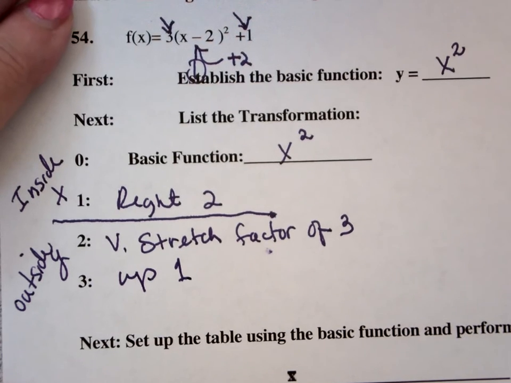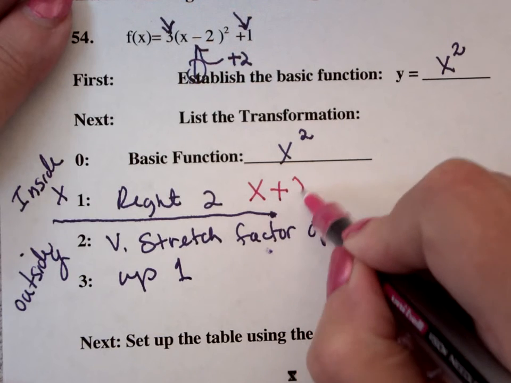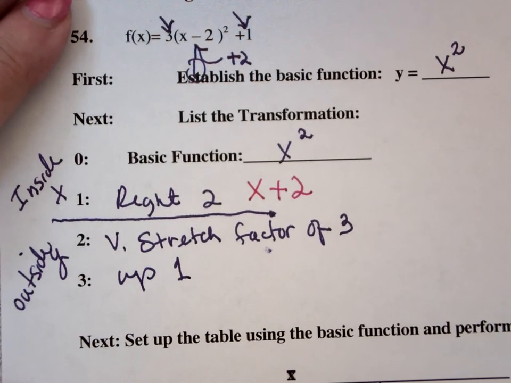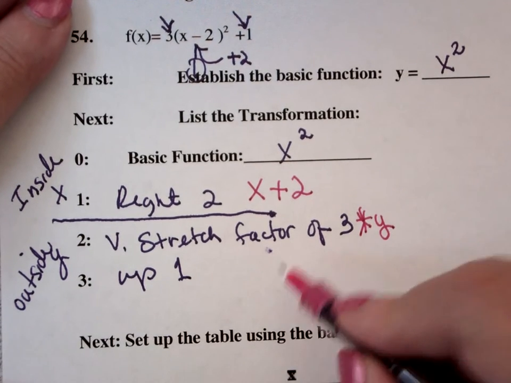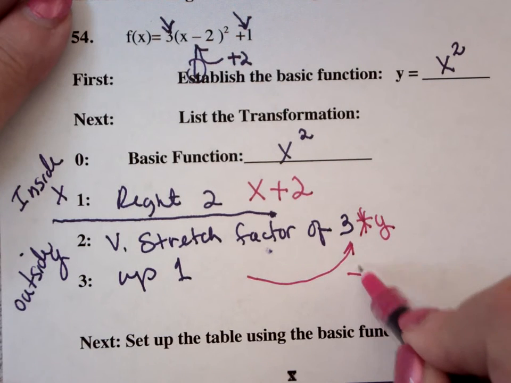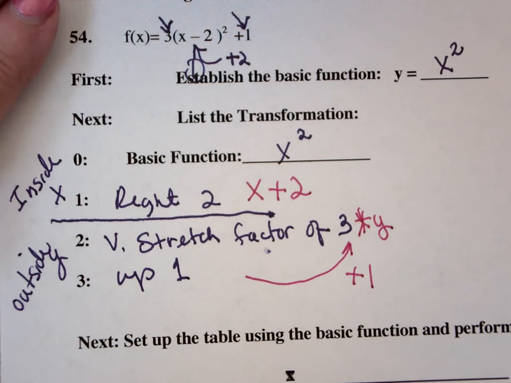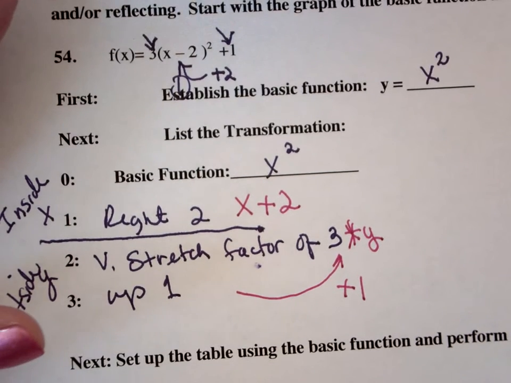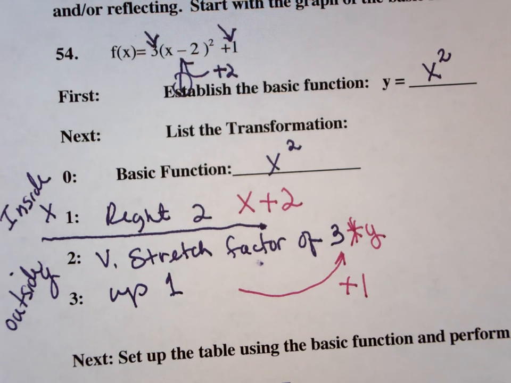Now this tells me how the transformation is going to be performed. Right 2 says I'm going to take x and add 2 to it. Vertical stretch factor of 3 says I'm going to take 3 and multiply it times the y values, and then up 1 says once I've done that, I'm going to add 1. And that says I'm going to have a U-shaped graph which is narrower than the original because it's a stretch. And then it's going to be moved to the right by 2 and up by 1.